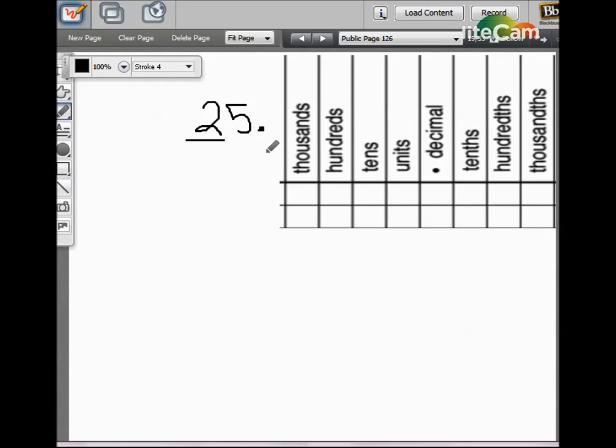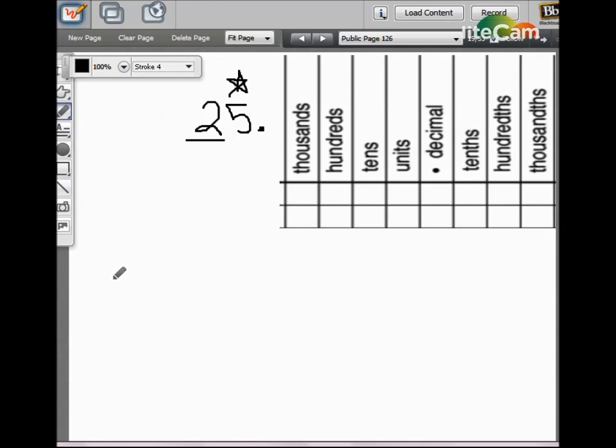So I'm going to underline it. The place I want to round to, I underline. If I'm rounding to the tens place, I underline the tens place and star the number after it. Underline the tens place, star the number after it.